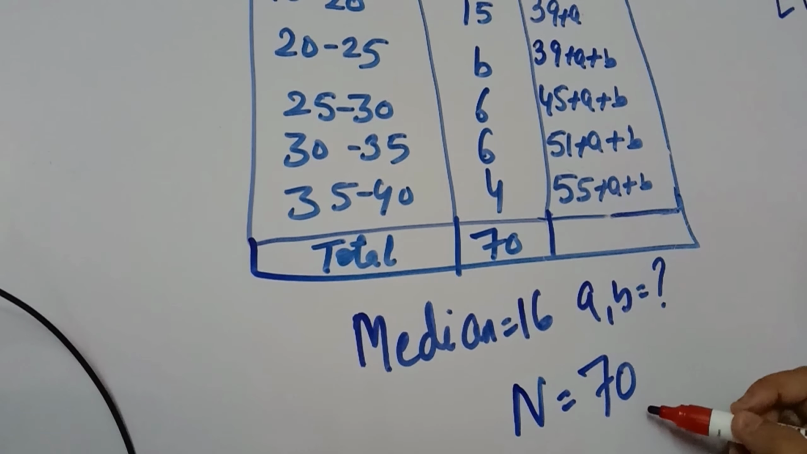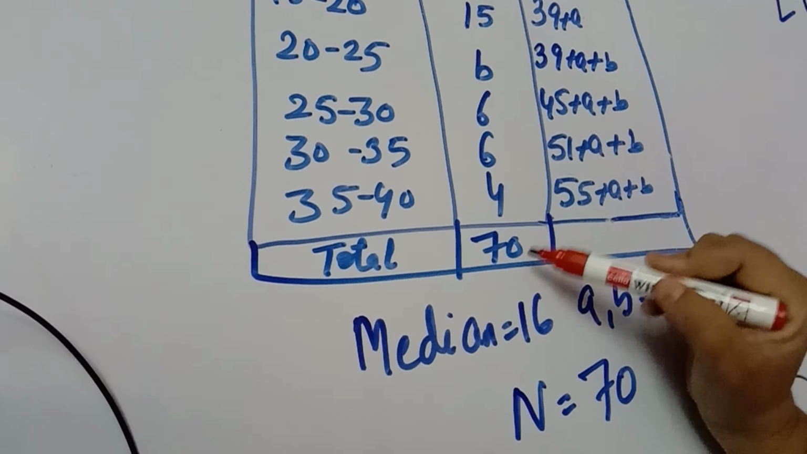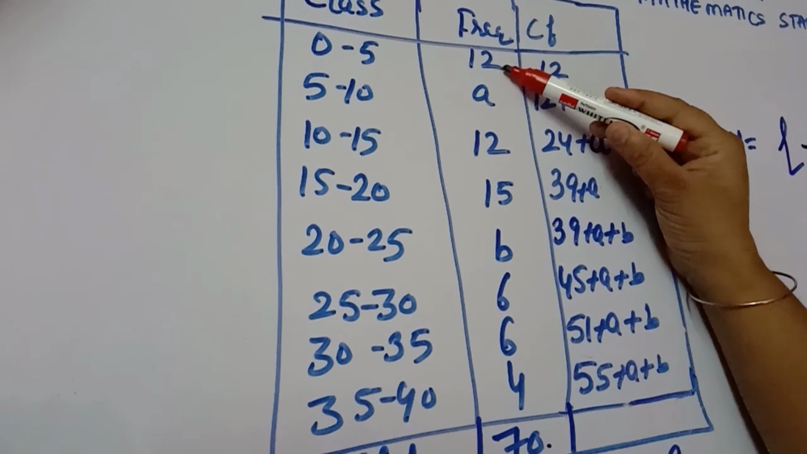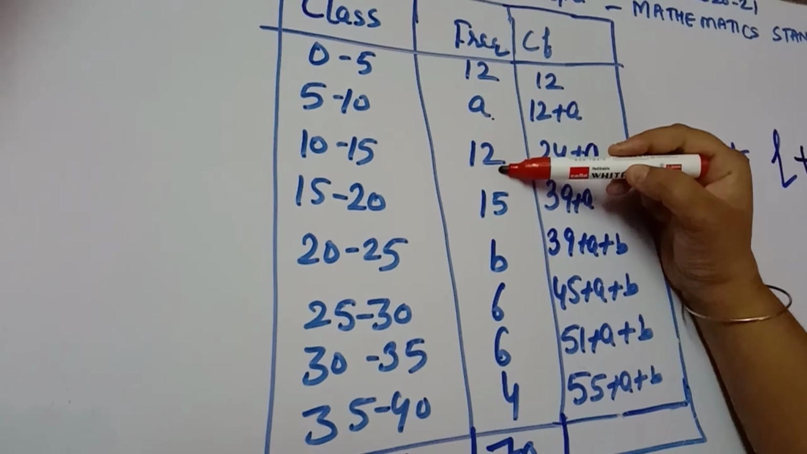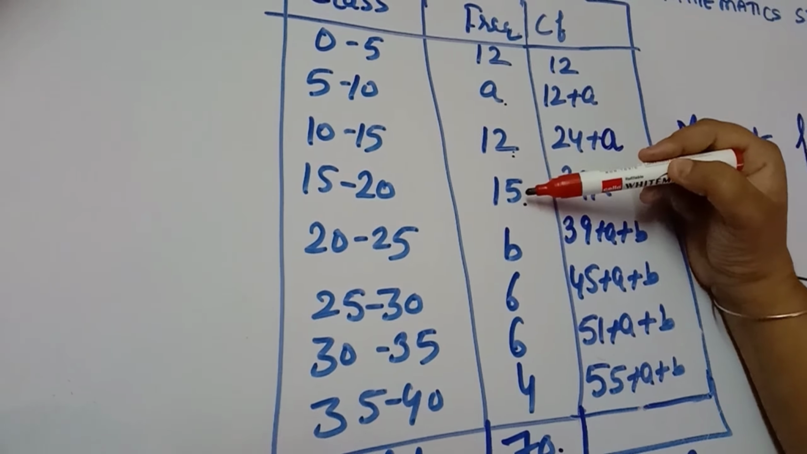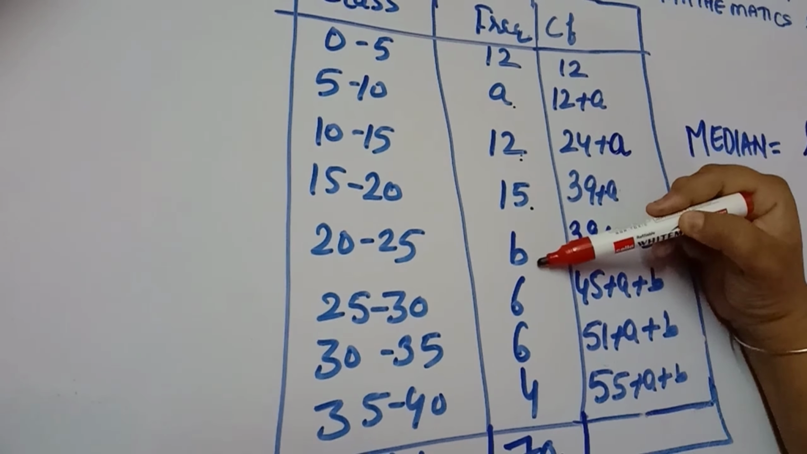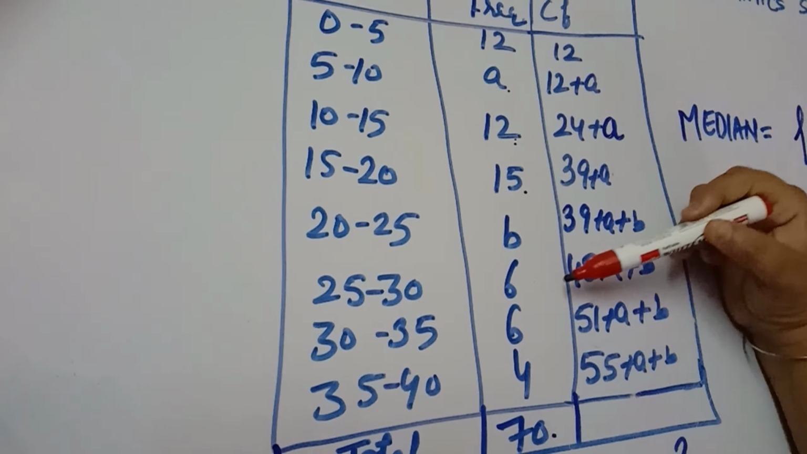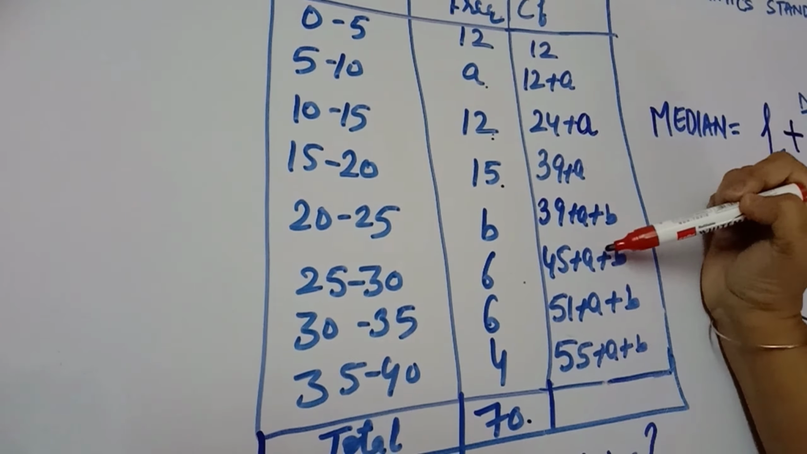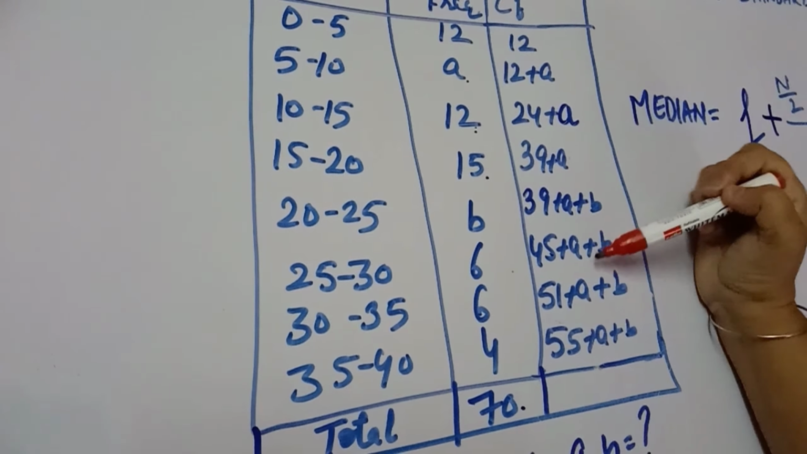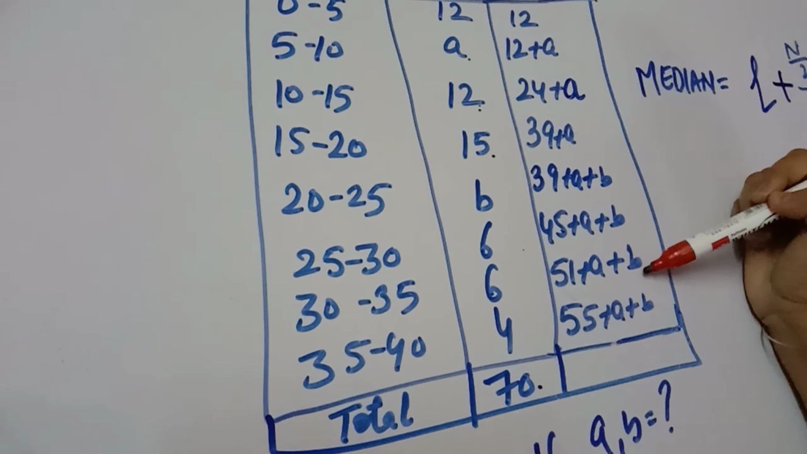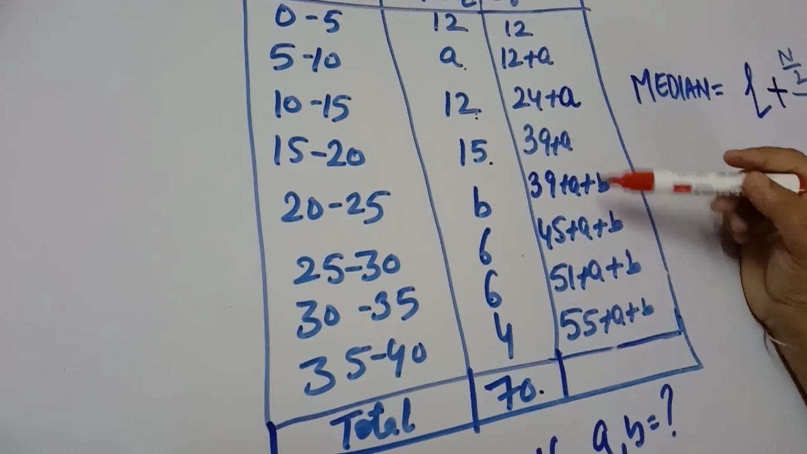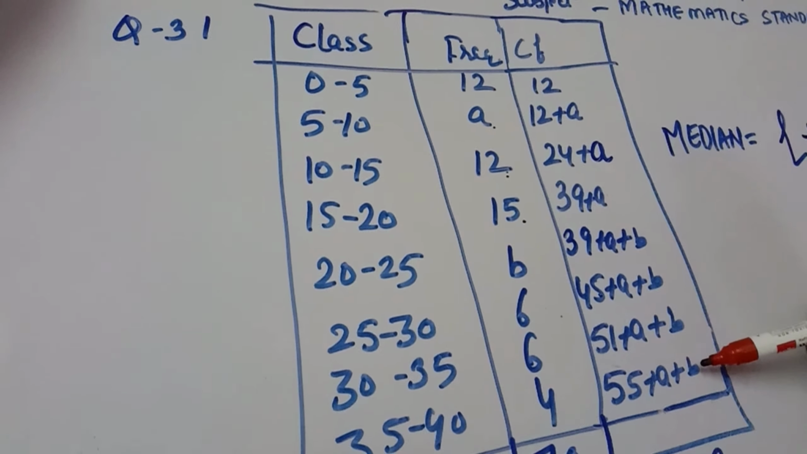Now, first of all, you see total of frequency is given 70. And from this table, if you take out the sum of frequency, 12 plus A, plus 12, 24 plus A, plus 15, you will get 39 plus A, plus B. Then plus 6, you will get 45 plus A plus B, then plus 6, you will get 51 plus A plus B, then plus 4, you will get 55 plus A plus B. This is the way to find cumulative frequency.